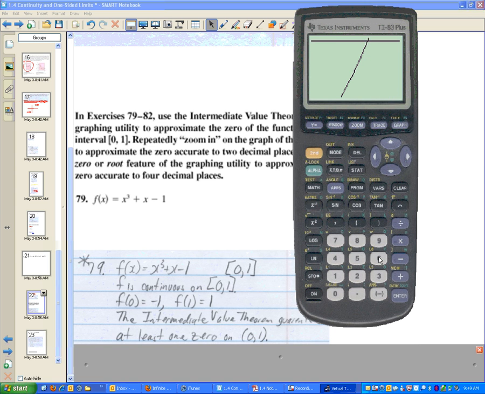I'd rather do this. Let's see if I remember what it is. Second calc and choose 0. Okay? Some of yours may say root. I don't know. But for me, it's 0, which is number 2.